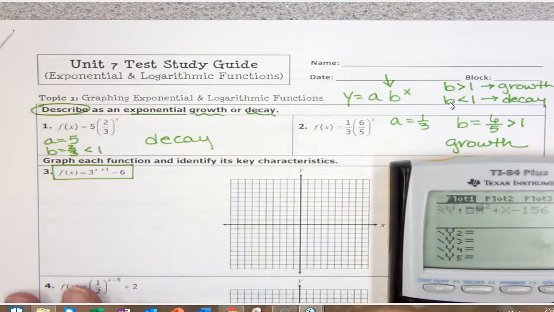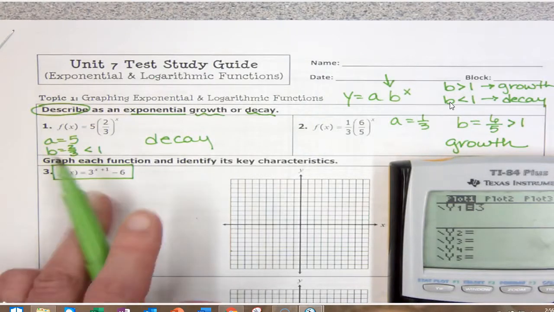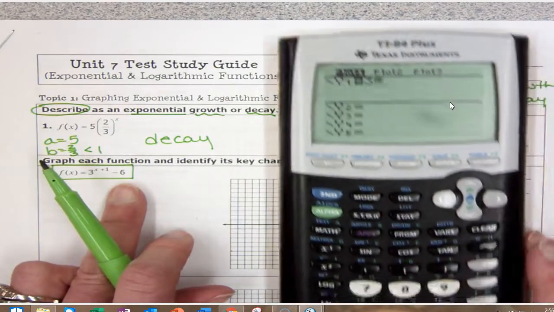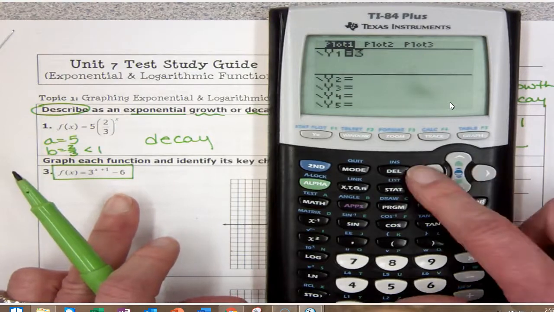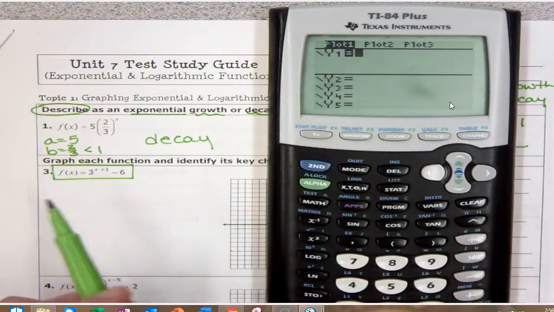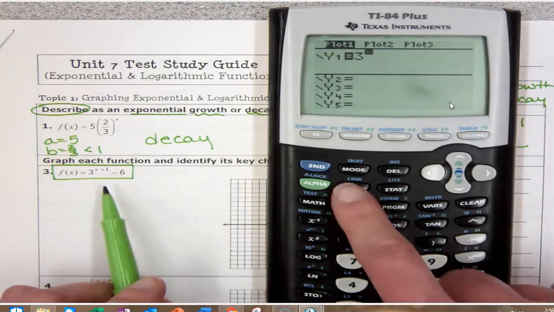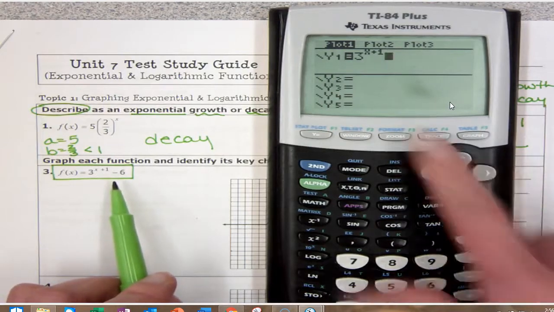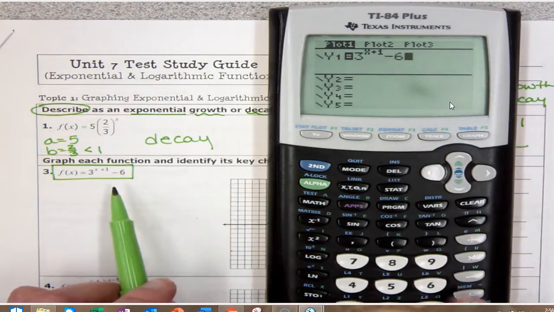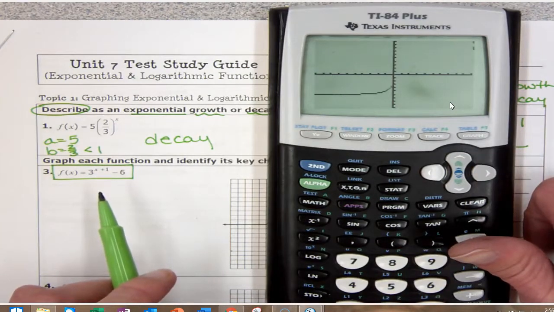So you're going to go to y equals. And if you don't know how to do it, by all means, tell me. Go to your y equals, which is here, y equals 3 raised to the x plus 1 power, minus 6, graph. And there is my graph. There is no reason y'all should not be able to graph this.